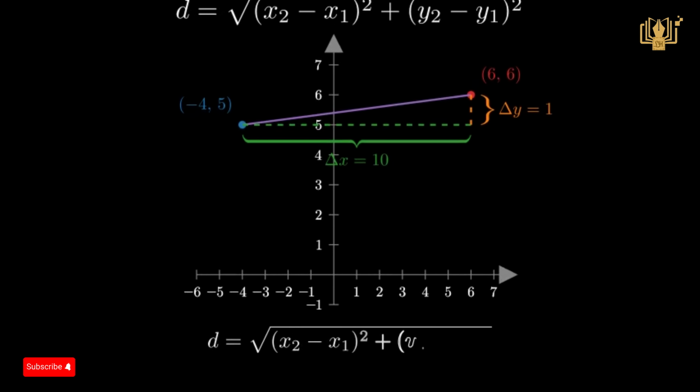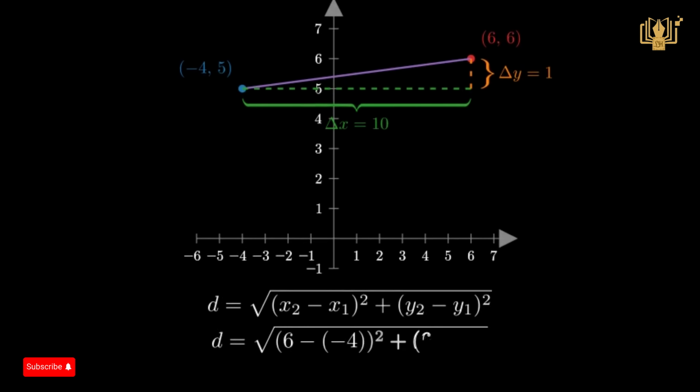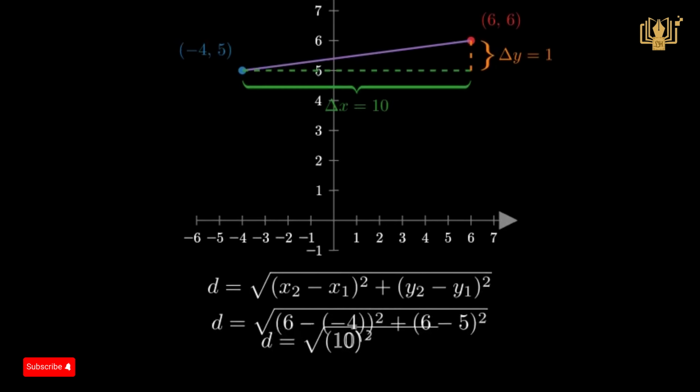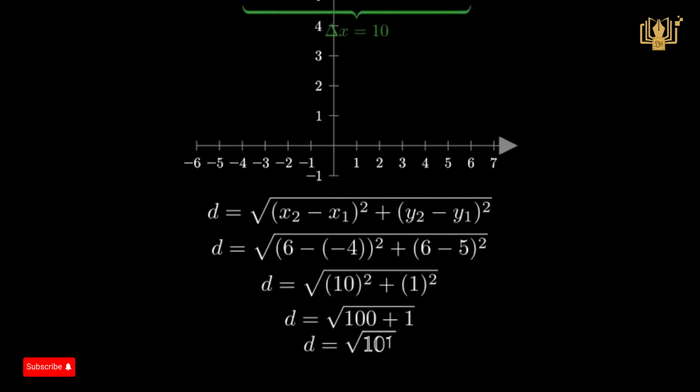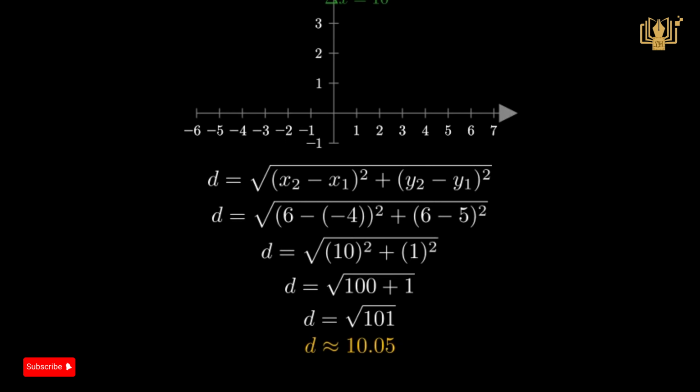Now we substitute into the distance formula. The distance equals the square root of 10 squared plus 1 squared. That is the square root of 100 plus 1, which is the square root of 101, approximately 10.05.